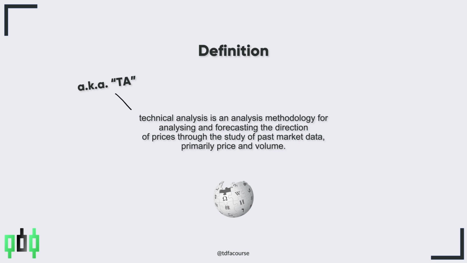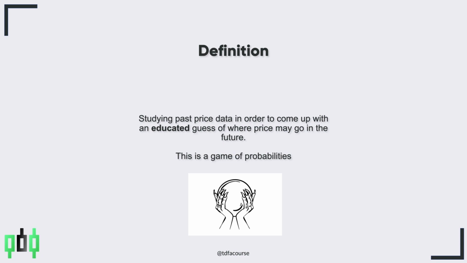Technical analysis, also known as TA, as you can read here in the Wikipedia definition, is an analysis methodology for analyzing and forecasting the direction of prices through the study of past market data, primarily price and volume. Or another funky way of putting it: studying past price data in order to come up with an educated guess of where price may go in the future. This is a game of probabilities, and it is absolutely not witchcraft.